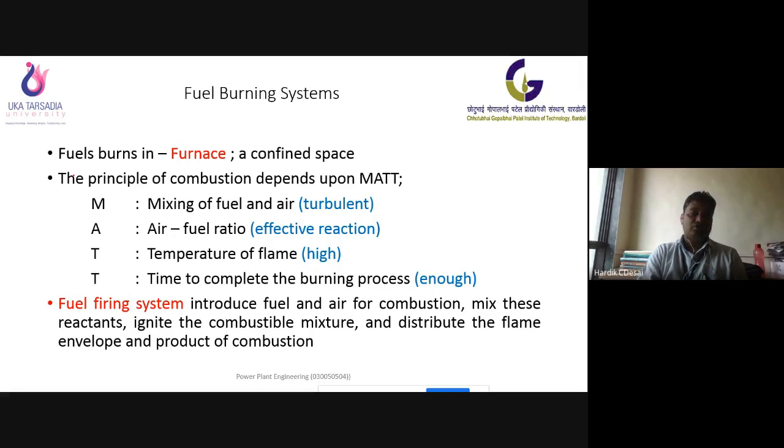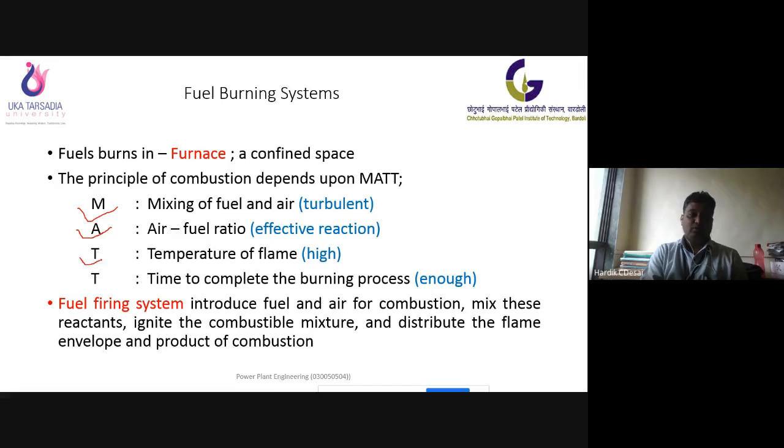So we need to ensure this mixing of air and fuel, and we need turbulent mixing of both air and fuel. Then we want to maintain the air fuel ratio for the effective reaction. Depending upon the requirement, we can change this air and fuel ratio. For that, different mechanisms are available that we will see in the upcoming slides.